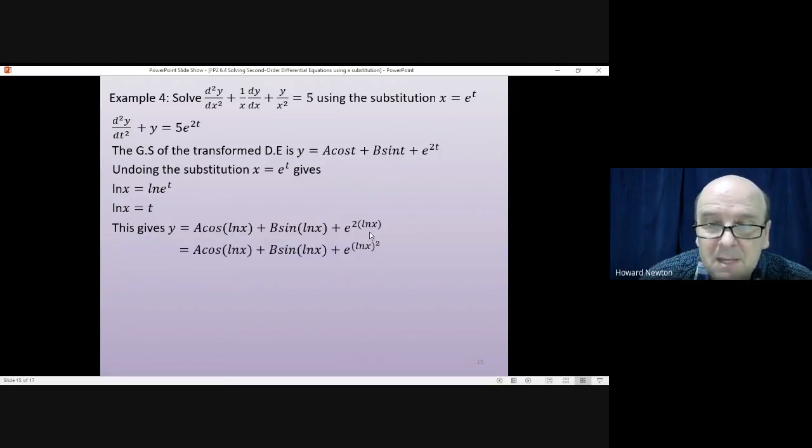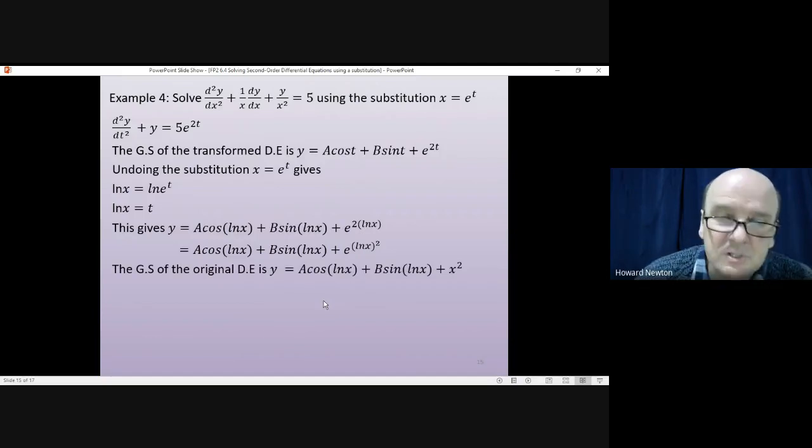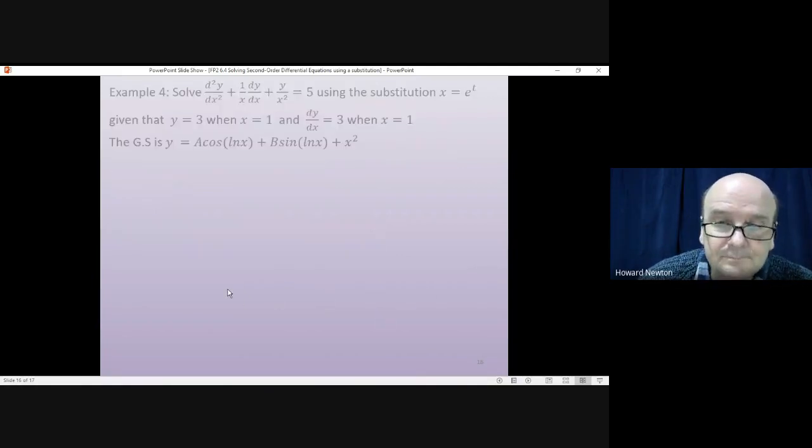This final term here, using the rule for powers again, that can be changed to e to the log x all squared. Then the e and the log can cancel with each other. And that'll give me the general solution of the original differential equation, y equals a cos log x plus b sine log x plus x squared.